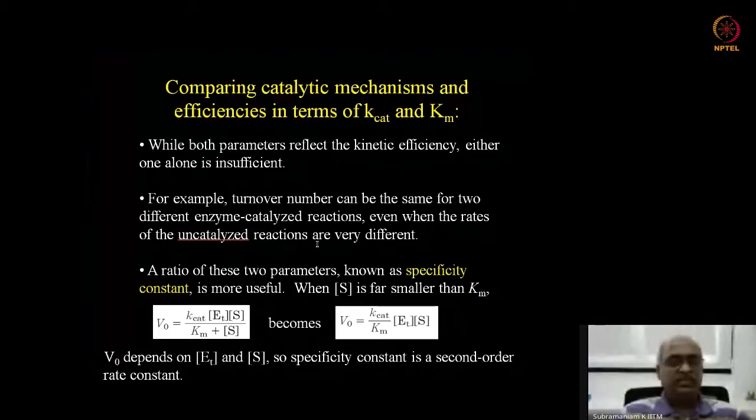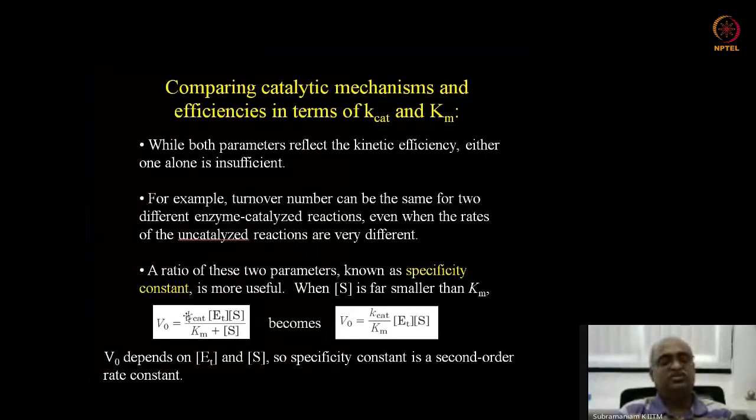Okay. So therefore, we use a ratio of these two called the specificity constant, which more accurately reflects the enzyme's performance. So if the turnover number is high, then you're going to have a high Kcat. And at the same time, the same enzyme can work at a low substrate concentration, that is, at a low substrate concentration itself it can reach half Vmax, and that would be Km. So then the ratio will be higher. So the higher the ratio, the better the performance of the enzyme.